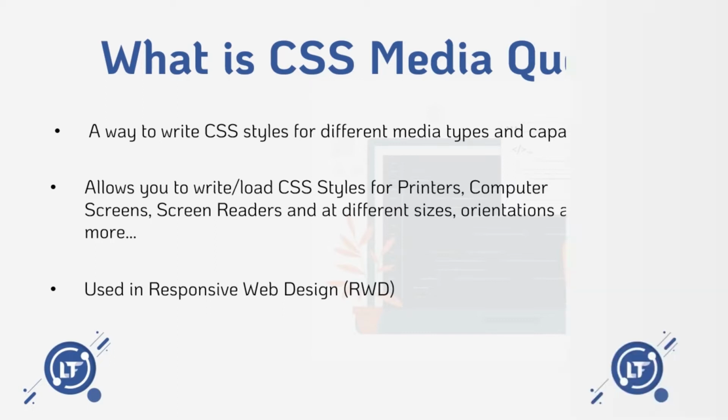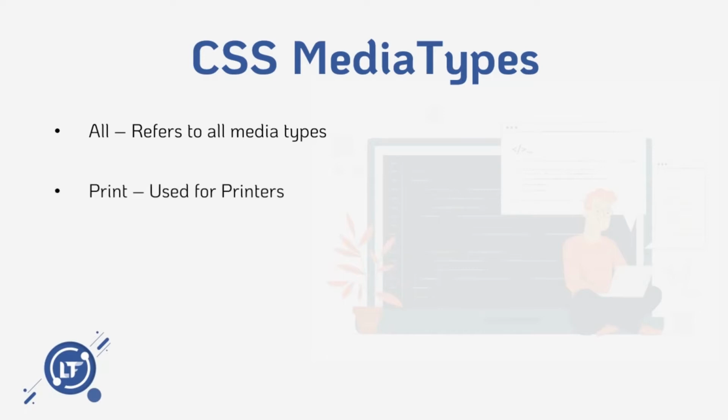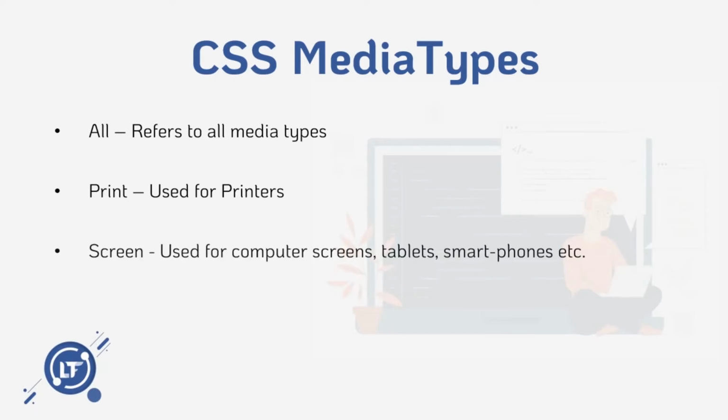Okay, so let's look at some CSS media types. These are some of the terms that you might hear when working with CSS media queries, things such as media types and media features, and I'm going to break every one of them down. The first value for media type is all, which refers to all other media types. We have print, which is used for printers. We have screen, which is used for computer screens, tablets, smartphones, etc. And then we have speech, which is used for screen readers, which read out the text on your web page.